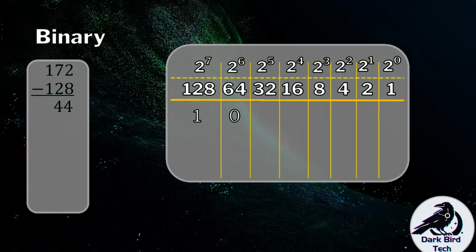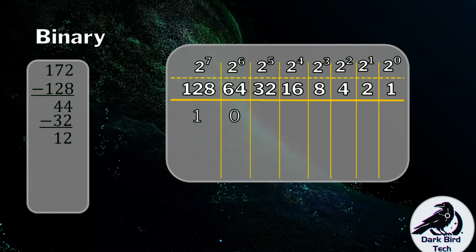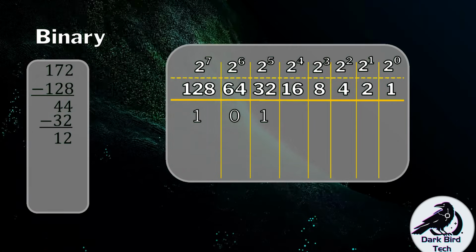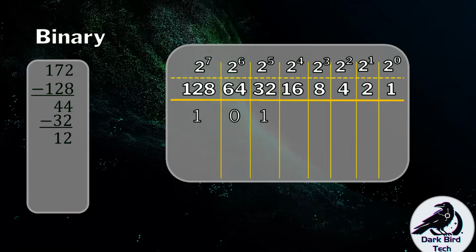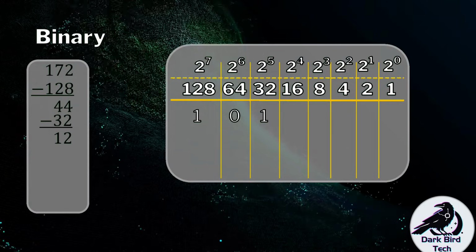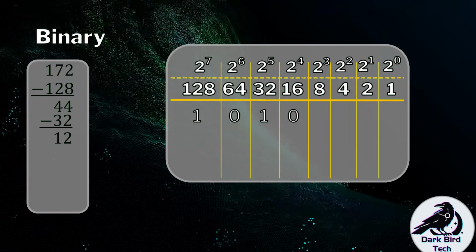So 44 minus 32, oh yes, that should work. It gives me 12. So I'm going to put a 1 under the 32 column, because I'm going to use it. Now I've got 12. If I were to say 12 minus 16, that's going to put me into the negative. So not wasting my time, I'm just going to stick a 0 right there now before I even move along.